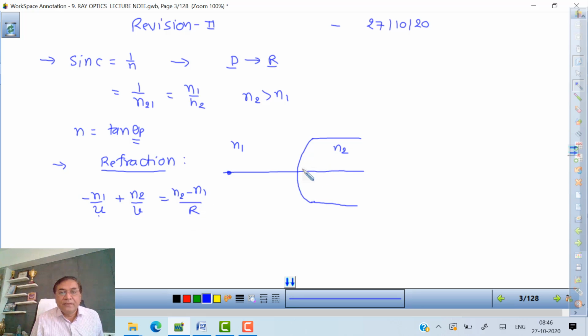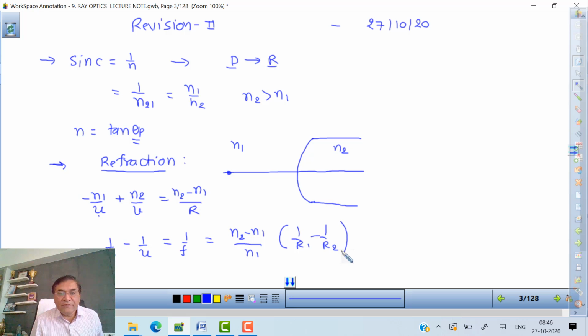Again you have to use the sign convention as before. So minus n1 upon u plus n2 upon v is equal to n2 minus n1 upon r. This is for one curved surface. If it is a thin lens, then we have the formula 1 upon v minus 1 upon u is equal to 1 upon f is equal to n2 minus n1 upon n1, 1 upon r1 minus 1 upon r2.